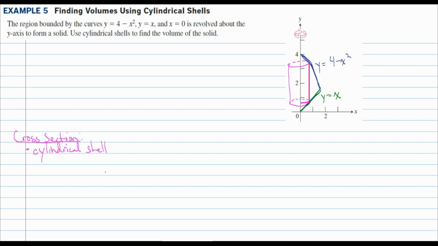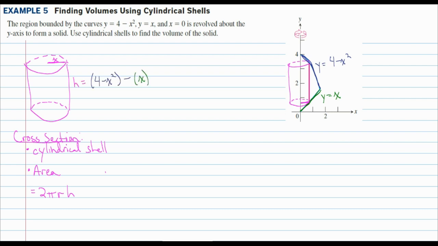Alright, so we know that the cross section is going to be a cylindrical shell. It's going to look like this. Its area is then 2 pi rh, so we have to figure out what the radius is. Well, the radius is just going to be x. The radius is a distance from the y-axis to the curve, so it's just the x-coordinate.